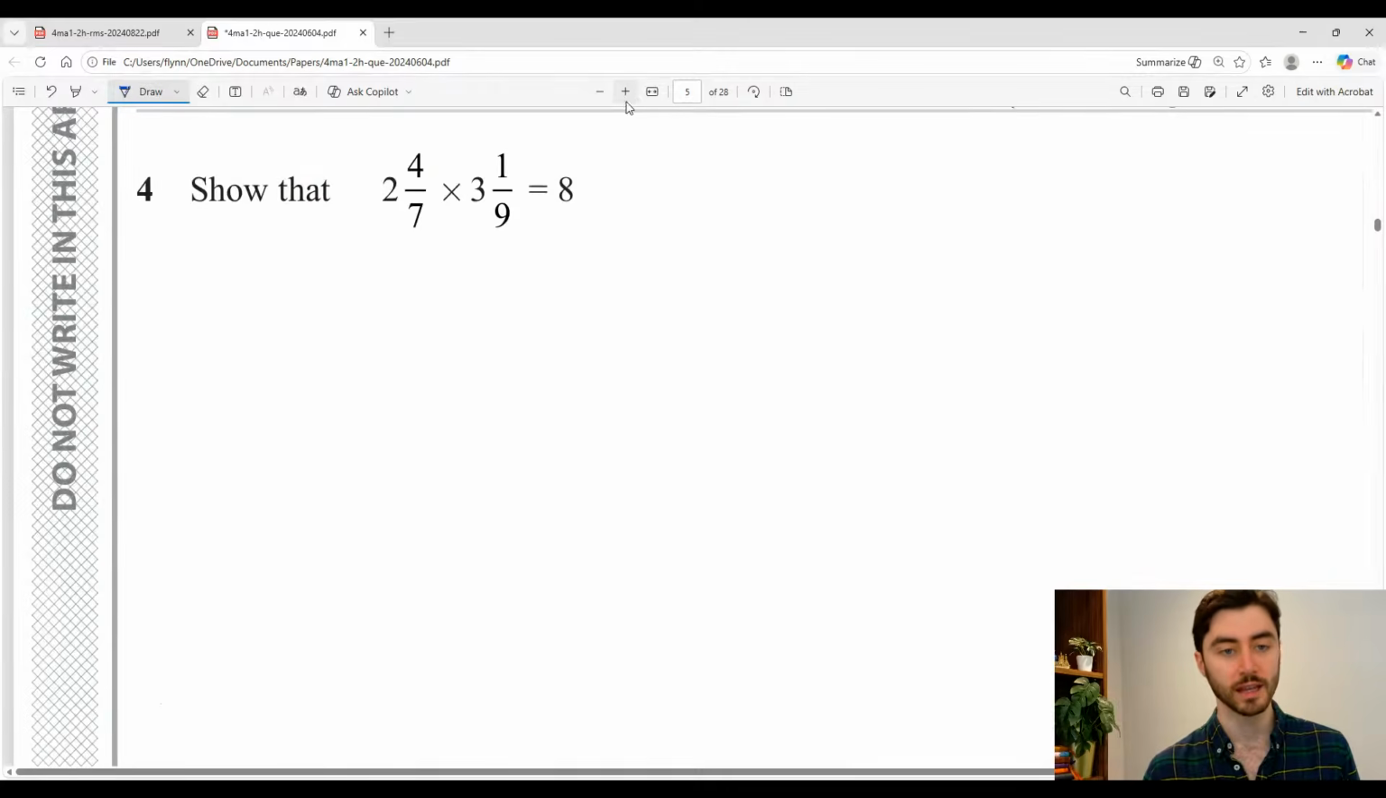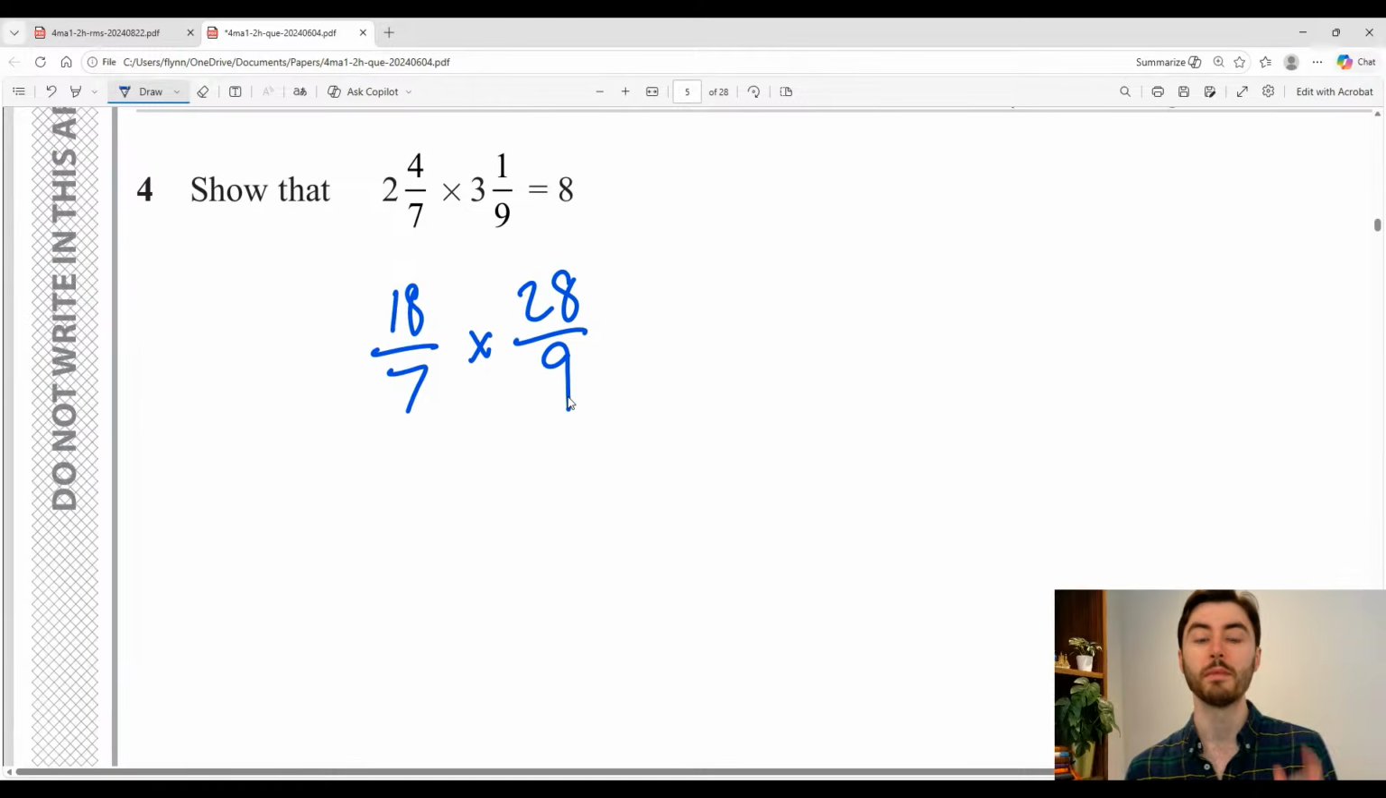Right. Well, this is turning things into improper fractions. So 7 times 2 is 14, plus 2 is 16. So that makes that 16 over 7. 9 times 3 is 27, plus 1 is 28. And a lot of people would think, oh, let's multiply 16 by 28. Not so. You can cancel this.